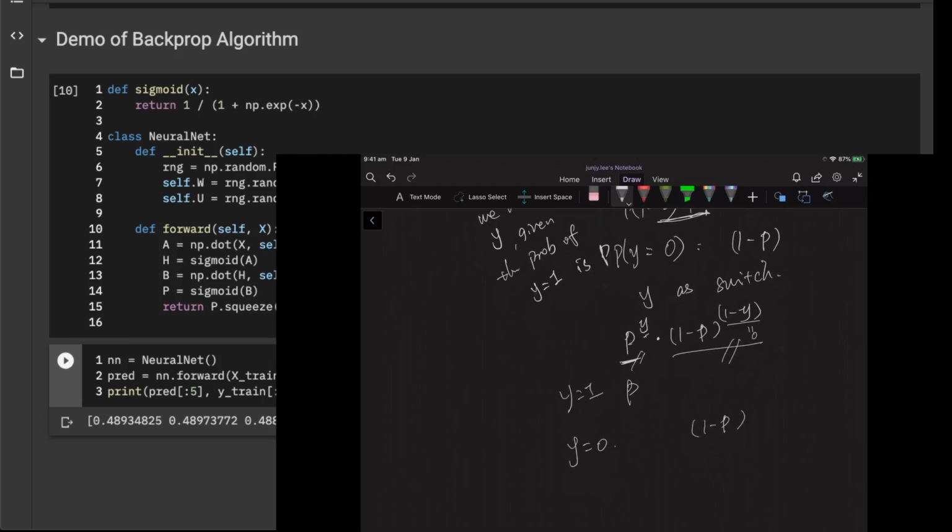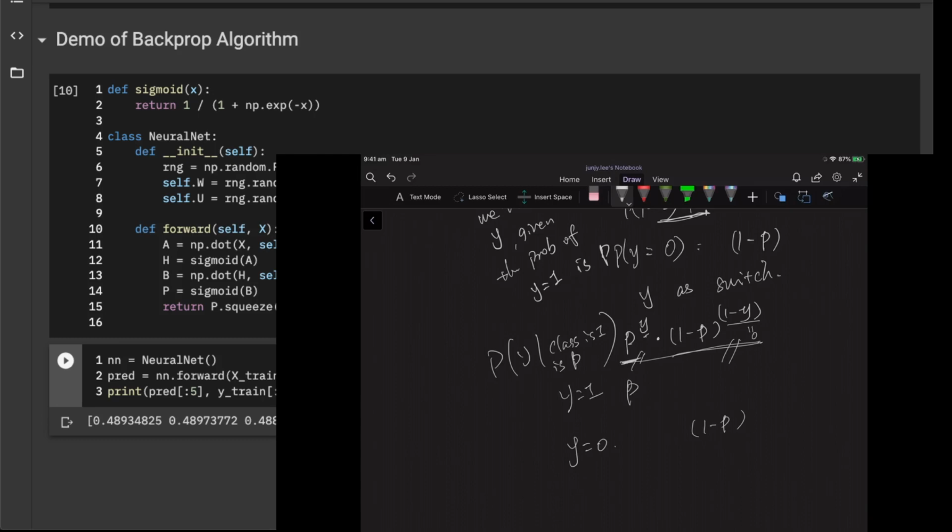So in conclusion, this is the probability of the observed y: when the class is 1, it is p. Okay, this is for one value, which is a reasonable construction.